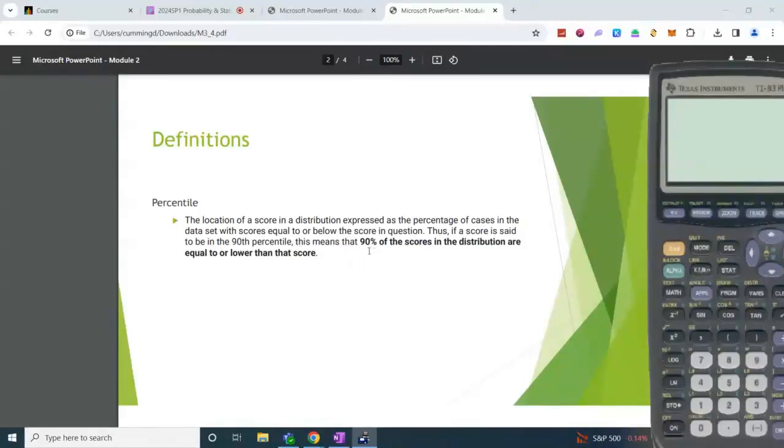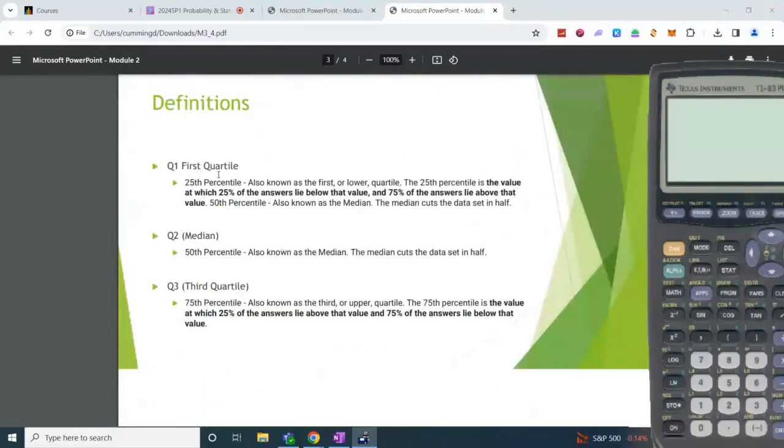Like the 80th percentile means that in the distribution, 80% of the scores are equal to or lower than your score. Okay, so that's the definition of a percentile. So when we were talking about percentile, we were talking about inverse norm. That's right. Because you're taking that 90 percent or that area, and you can actually convert that to a test score.